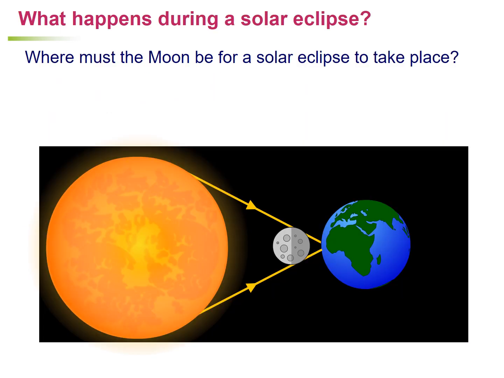So, what happens during a solar eclipse? Where must the moon be for a solar eclipse to take place? Now, a clue has been given to you in the video, but what I'm wanting you to do is to be able to describe what is actually taking place.